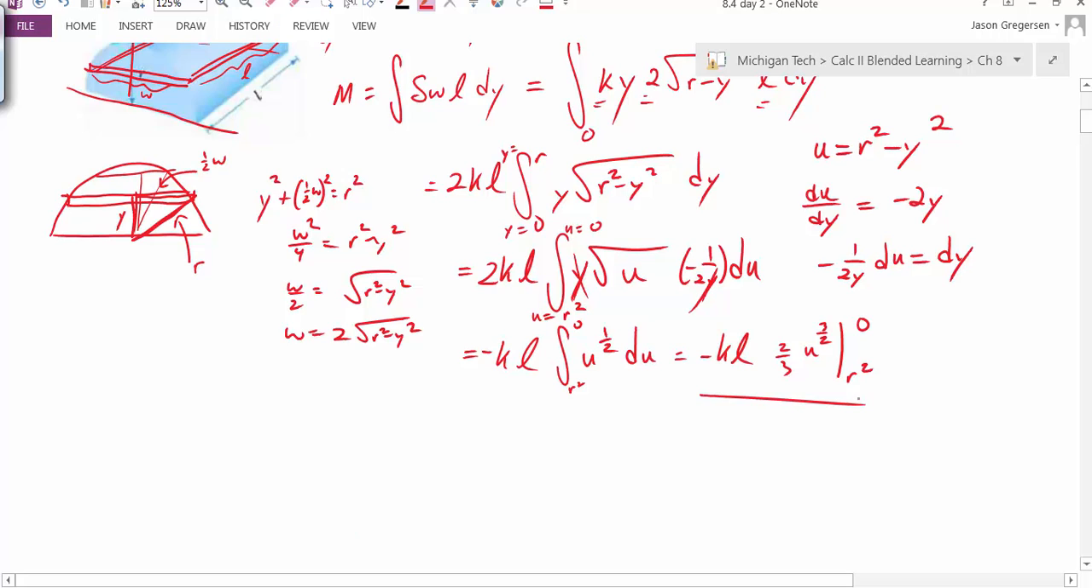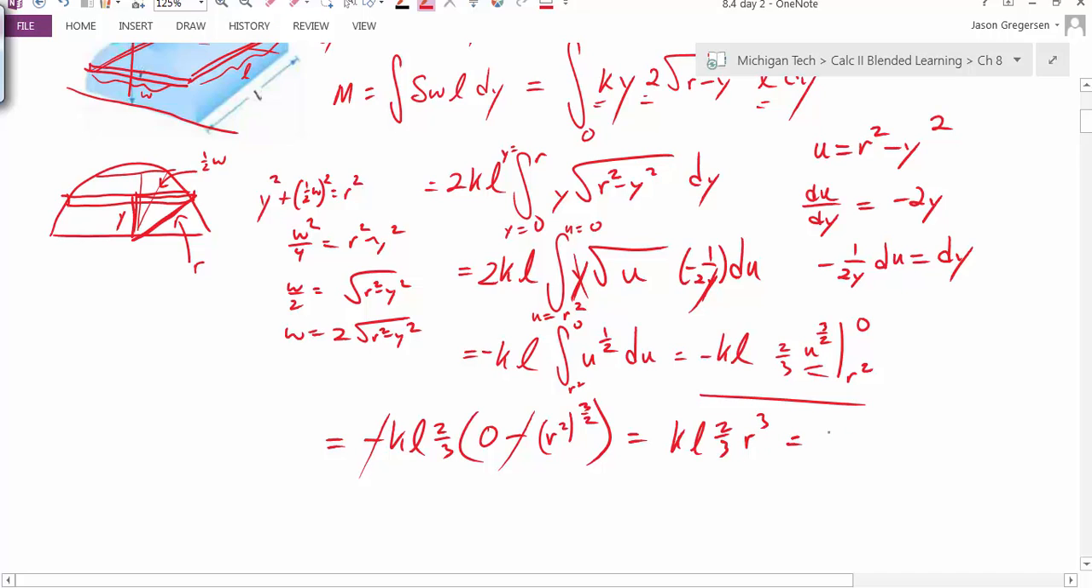All right, so now I am right here. Now I'm going to plug in some values. I get negative k times L. I'm going to bring out my 2/3. I basically have this thing evaluated at 0, so that's 0 raised to some power, which is 0, minus this thing evaluated at r squared. I get r squared raised to the 3/2 power. My negatives are going to cancel out here, which I'm pretty happy to see. I get k times L times 2/3. R squared raised to the 3/2 power is what? R cubed.